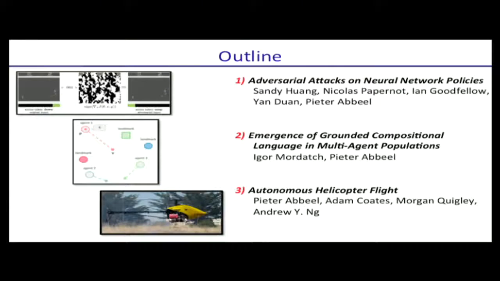All right, let's switch to the second topic for today's lecture, the emergence of grounded compositional language in multi-agent populations. This is joint work with Igor Mordatch, who's a research scientist at OpenAI.